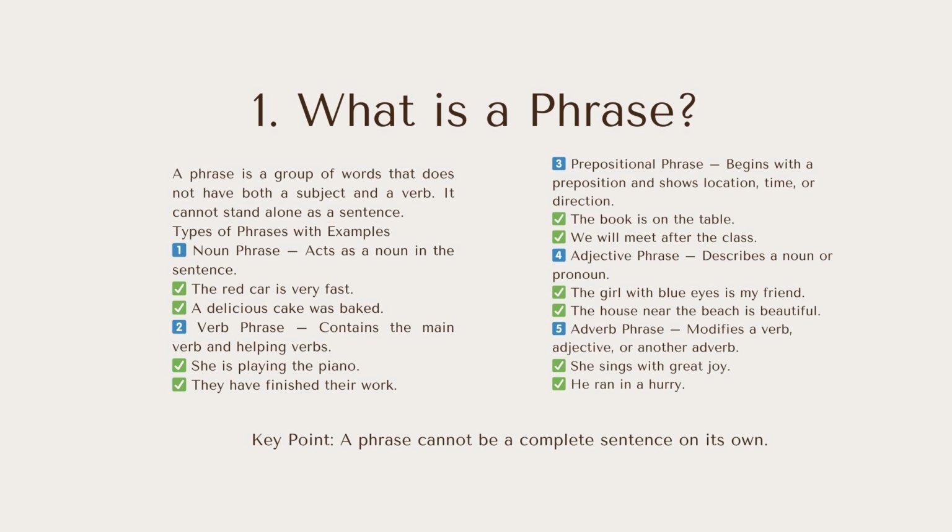Noun phrase acts as a noun in the sentence. For example, the red car is very fast. A delicious cake was baked. Number 2 is verb phrase. Verb phrase contains the main verb and helping verbs. For example, she is playing the piano. They have finished their work.